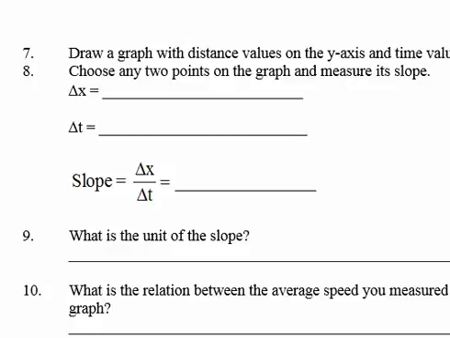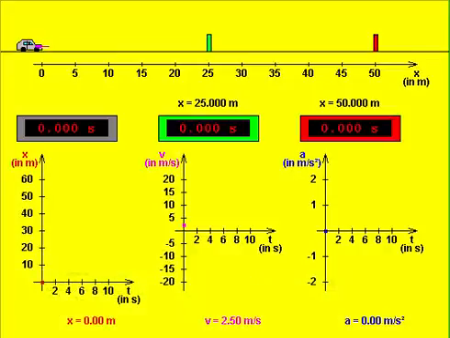Alright, let's now go and do the lab activity. Now here I am going to run the car through a certain distance x. You can measure that distance x here, and the time can be read on the clock. Alright, let's do the first trial. I'm going to start the car. I'm going to stop it. This is the first trial.